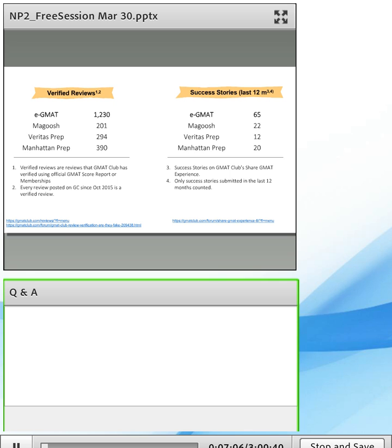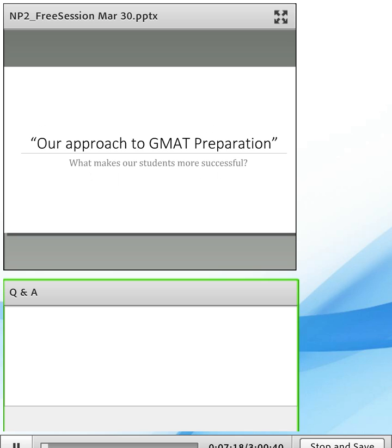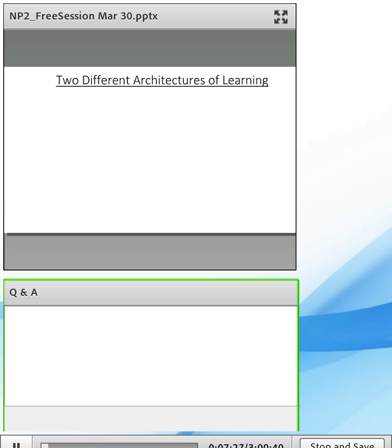So what makes our students more successful, other than the course content, other than the fact that we focus so much on application? One thing that adds to the success of our students, which no one else has, is the architecture of our learning, or how we approach your overall GMAT preparation. To understand how the architecture of the learning that we offer is different, let's look at the learning architectures that exist today.